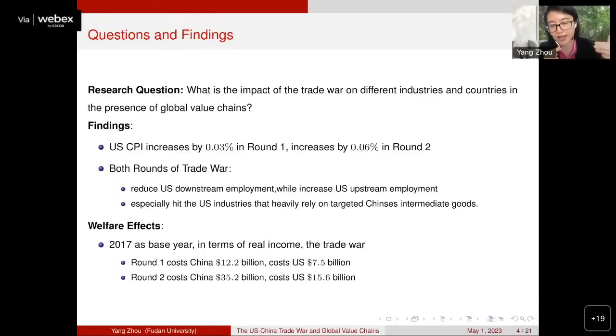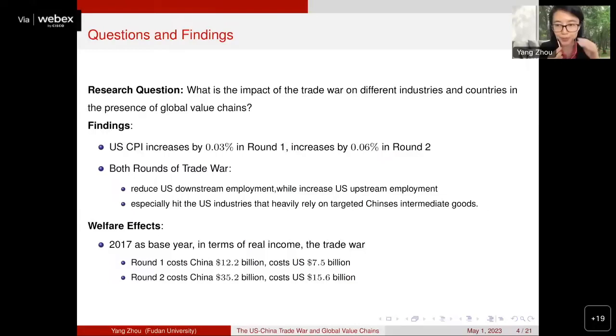So when China is increasing tariffs against the United States, suppose the U.S. is able to shift its sourcing quickly from China to other substitutable Southeast Asian countries, such as Vietnam and others. In that context, what could be the impact on different countries and different industries? So here are some findings.